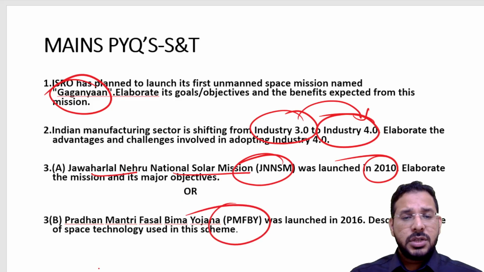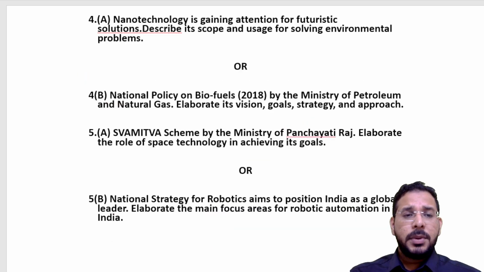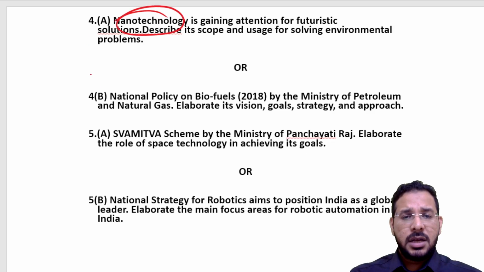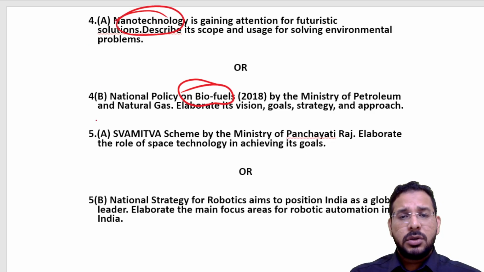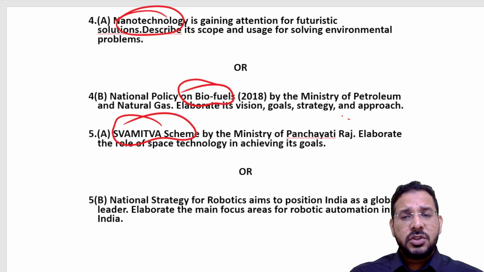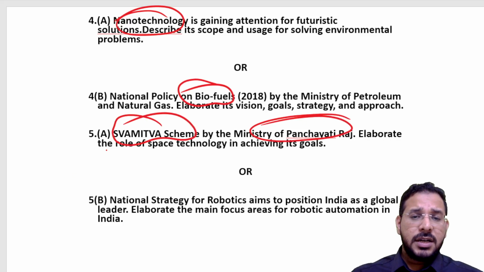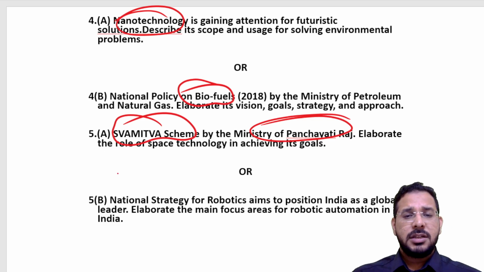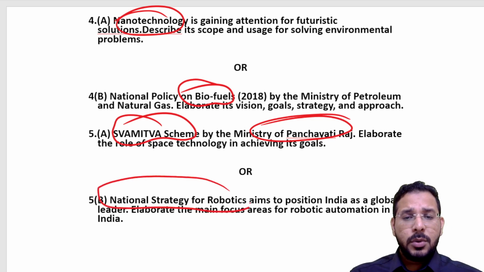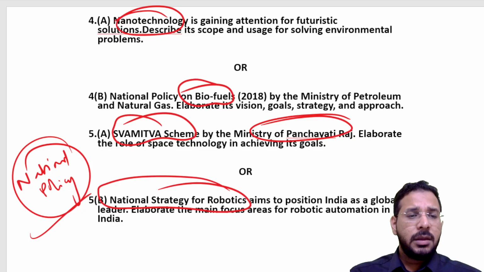Pradhan Mantri Fasal Bima Yojana is launched in 2016. How space technology is utilized in this? So application of space technologies questions have been asked. Then a question on nanotechnology has been asked. Question on national policy on biofuels has been asked. Question on Swamitwa scheme by the Ministry of Panchayat Raj. So you see different schemes and policies, many questions have been asked. Then national strategy for robotics. So national policy on different fields in science and technology is very important.